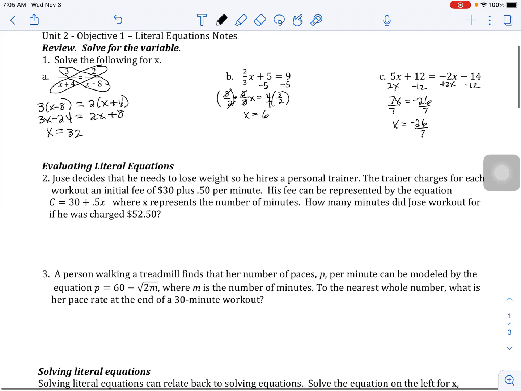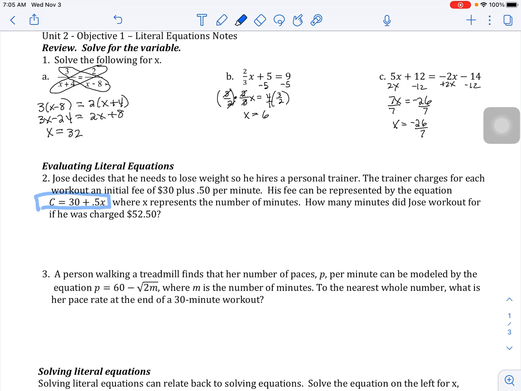Okay, evaluating literal equations. So we're going to read the problem and figure out what we're supposed to do. Jose decides he needs to lose weight, so he hires a personal trainer. The trainer charges for each workout an initial fee of $30 plus 50 cents per minute. His fee can be represented by this equation. Okay, so this is the equation we're going to work with.